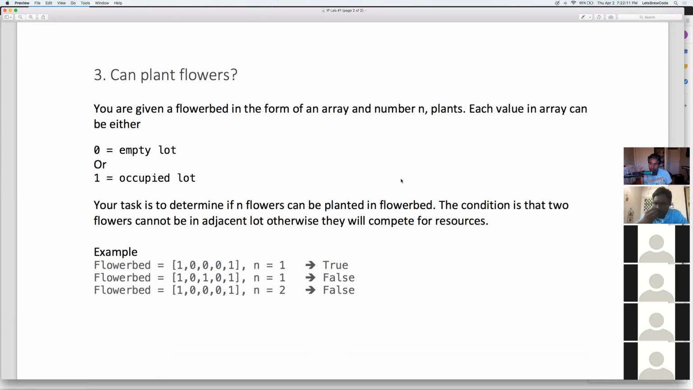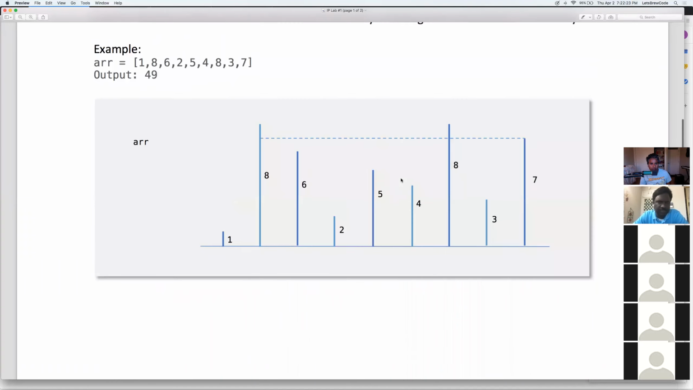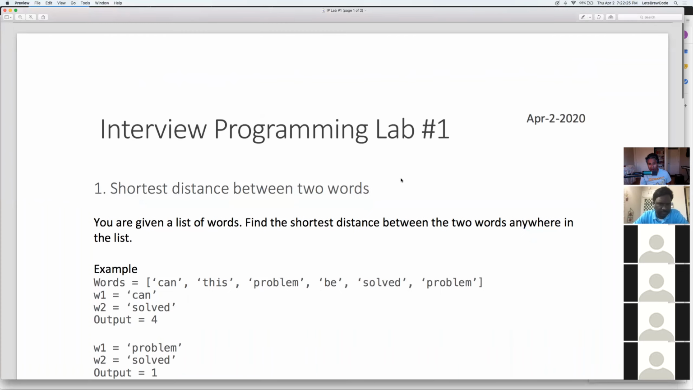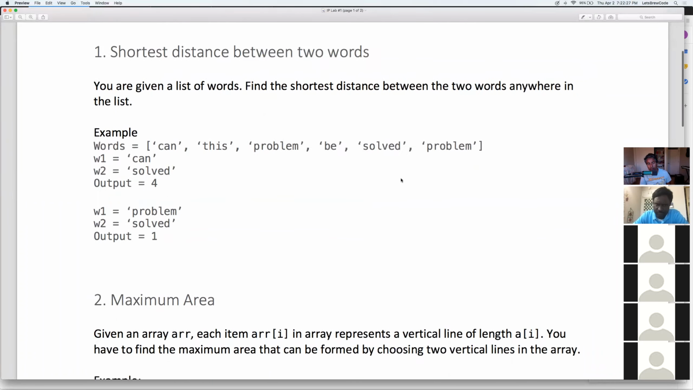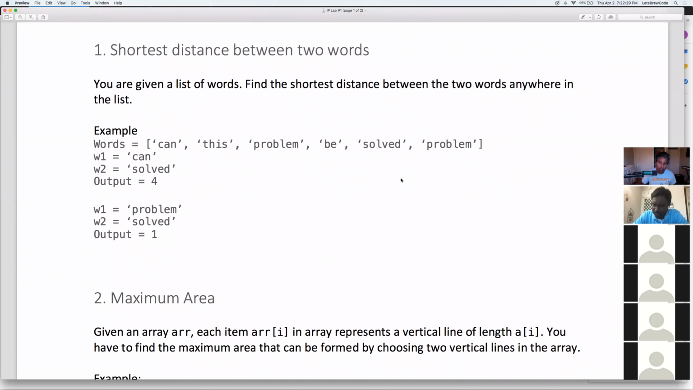Now, I would say the problem number three is actually probably the easiest one of all these. So if you're looking for the easiest one, then the third one is going to be the easiest one. The other two are also not particularly very hard, but they do require some tricks for sure. Now, let's talk about these problems one by one.